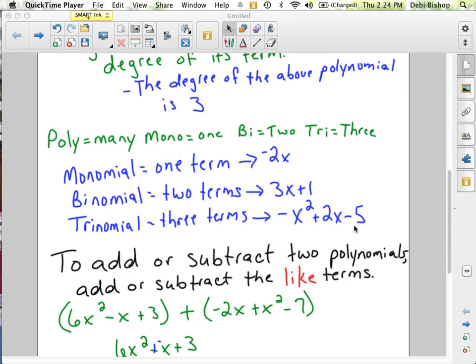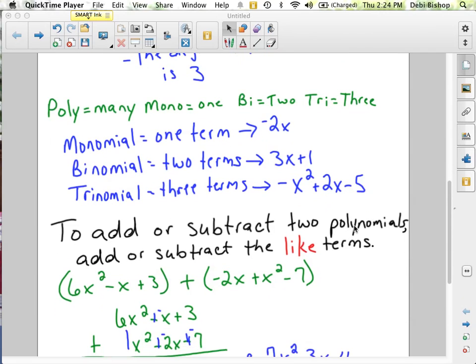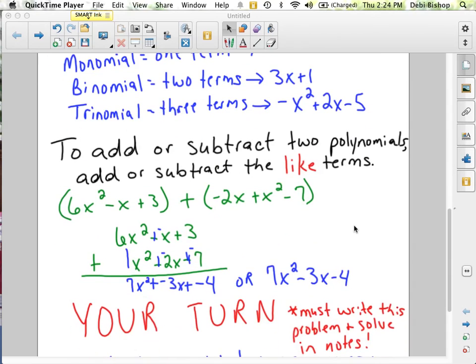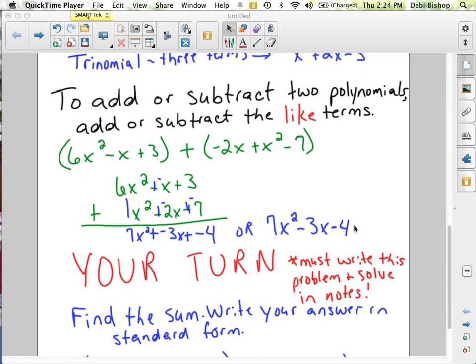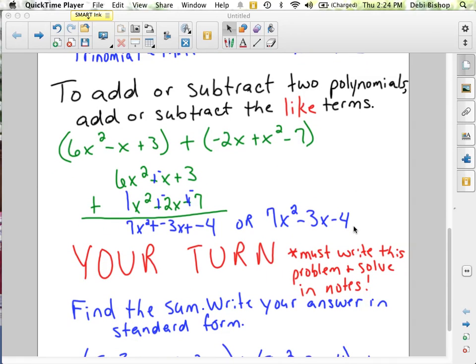So now let's talk about adding and subtracting polynomials. Like I had said before, it's really just making sure you add and subtract like terms. A lot of times they try and trick you and they will put it in a different order, so you have to rearrange them. So let's do an example. Here we have 6x squared minus x plus 3, and then you add on the trinomial of negative 2x plus x squared minus 7. Again, you can see that these are not in the same order.